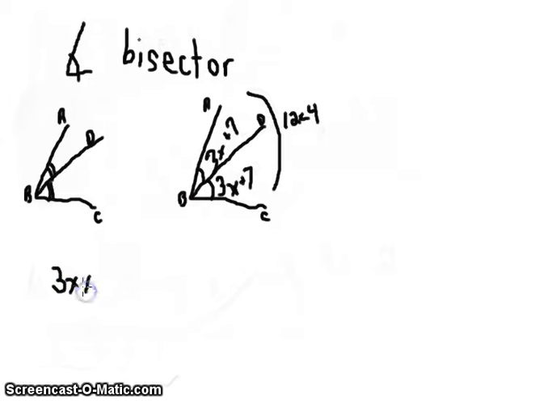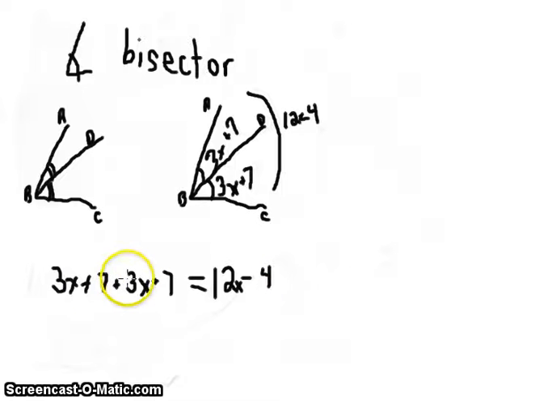3x plus 7 plus 3x plus 7. I know it looks like a y, bear with me. So now we have our two angles here. Should equal the whole thing, which is 12x minus 4. Oh, forgot the x. 12x minus 4. And again, you could have set up 3x plus 7 times 2, and then you'll distribute the 2. But for this example, we're just going to combine our like terms.